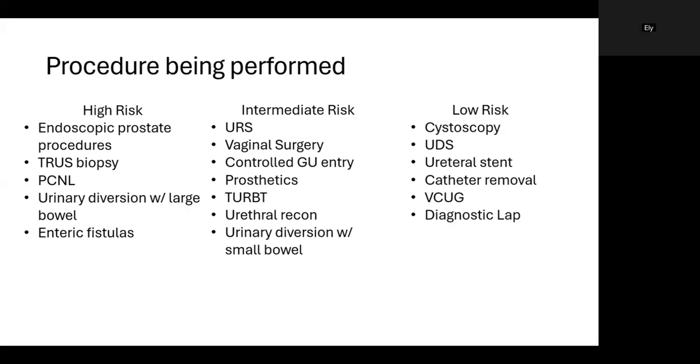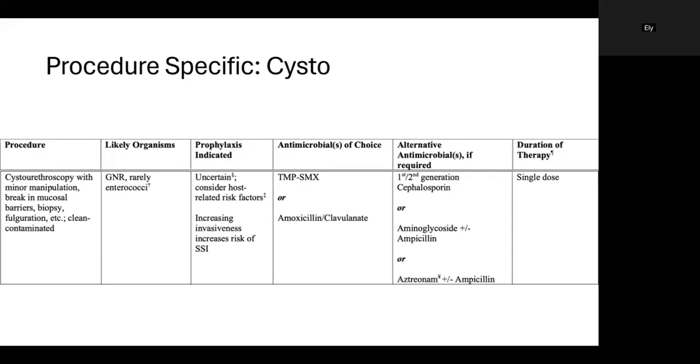Appreciate it. No problem. So starting off with cysto, and cystoscopy doesn't just include diagnostic cysto. It can also include just minor manipulations, if we're doing, let's say, an in-office mucosal biopsy, maybe a small fulguration. These are all included in this low risk class. And the use of prophylaxis in these cases is questionable. Other patient risk factors should be taken into account.